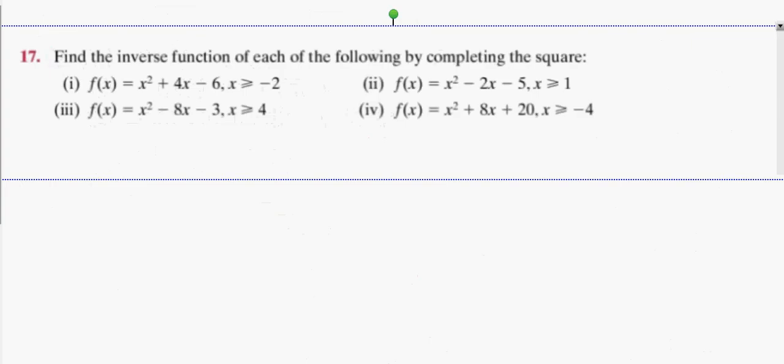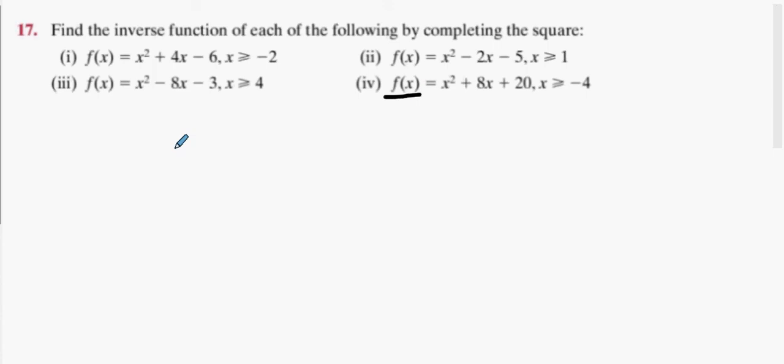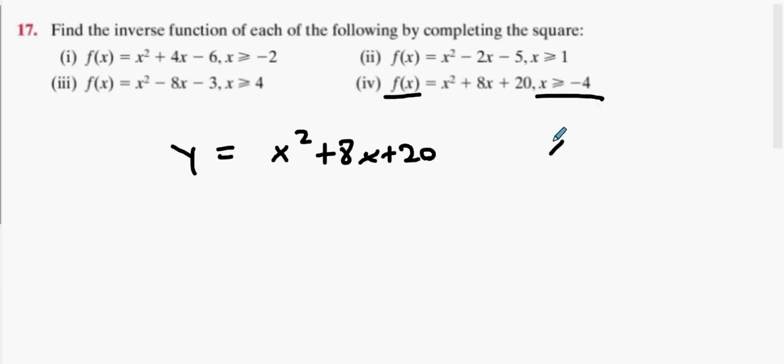Now question 17, I'll do one of these. Completing the square. Anybody remember this? Fun times, alright? Let's try it out. y equals x squared plus 8x plus 20. And for some reason, it's specifying that I'm only allowed x bigger than minus 4. Why is that unusual? There's a hint there. See this? This is a hint.